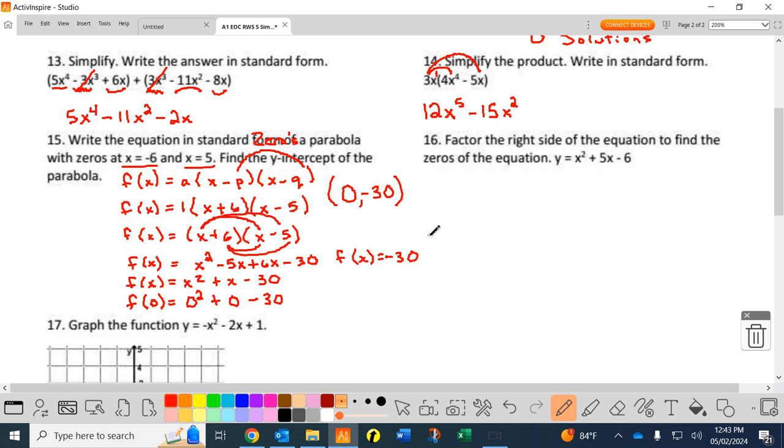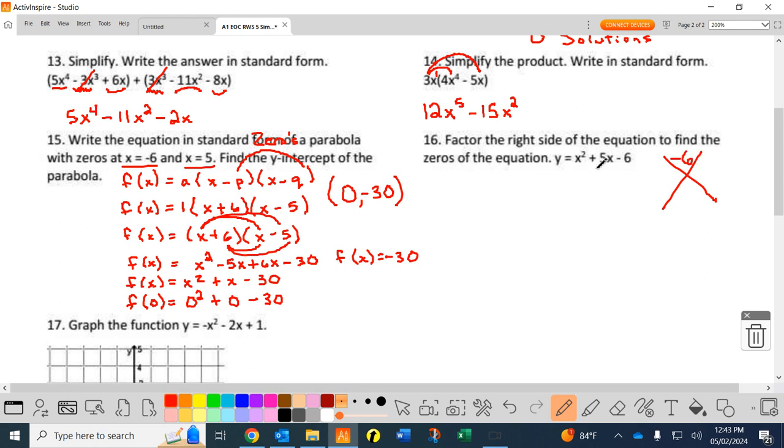Okay guys, let's keep going. The next one says factor the right side of the equation to find the zeros of the equation. So it's just a quadratic. We want to go through, we want to do our diamond and factor this out. When we do our diamond, it's going to be an easy diamond, so it's going to have negative 6 on the top, and 5 on the bottom.